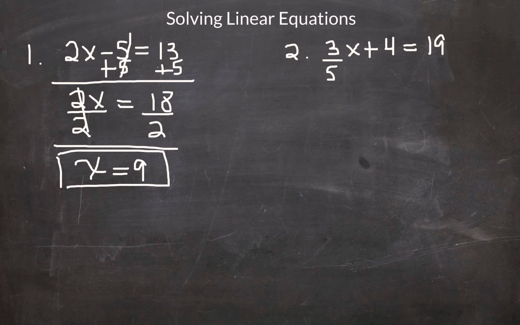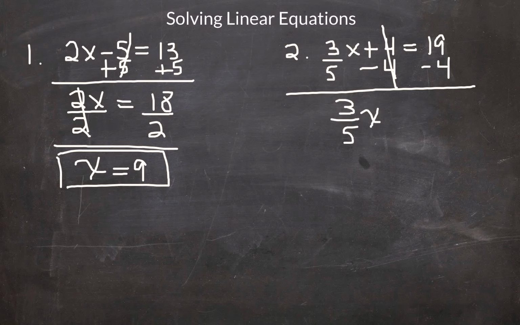For problem 2, we have to get rid of both the 3/5 and the 4. We'll first cancel the 4 by subtracting 4 once on the left and once on the right. From here, we have 3/5 x equals 15. We now need to get rid of the 3/5.